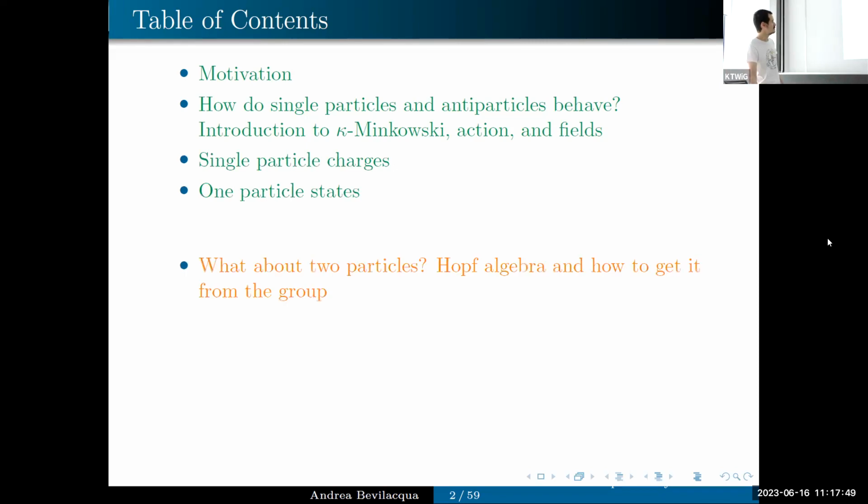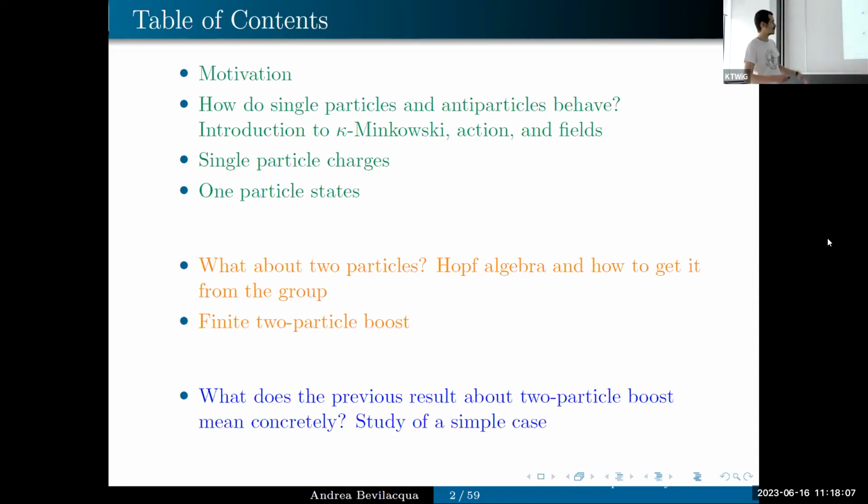Then I will talk about the two-particle system. I will introduce very loosely what a Hopf algebra is and how we get it from the group. And then I will talk about finite two-particle boosts. So the first part, as I said, is one particle. Then here we have two particles. And finally, we will basically apply what we learned from this second part. So now that we have this two-particle boost, what does it mean concretely? We will study a simple case, and then I will conclude with some remarks.